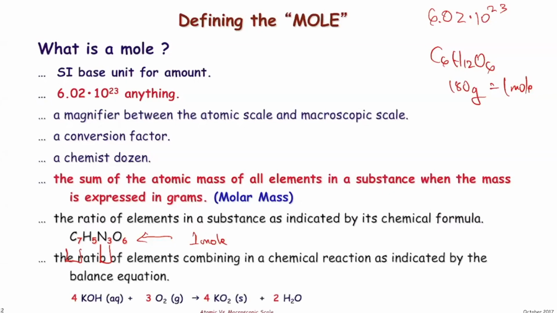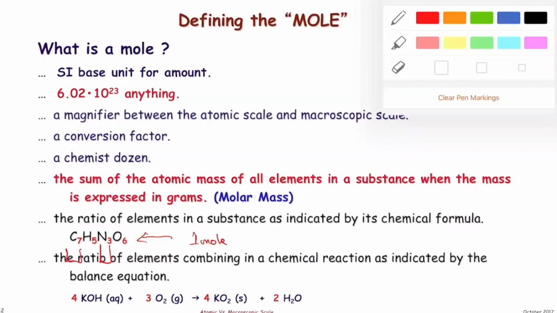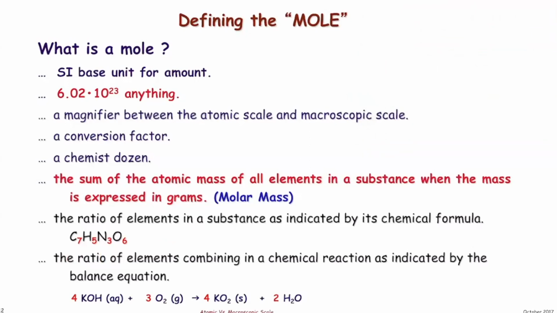And then finally, the last definition is this right here. It's the ratio of the elements combined in a chemical formula as indicated by the balanced equation. These coefficients also represent moles. And you'll see that once we start doing stoichiometry. So we're going to concentrate on this for now, and maybe this. And then after spring break, we'll look at that.